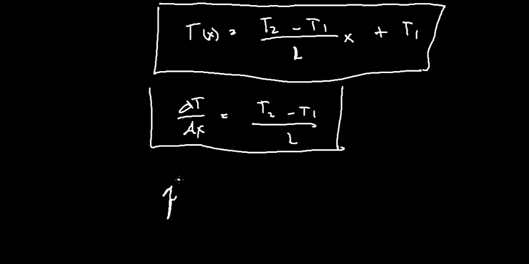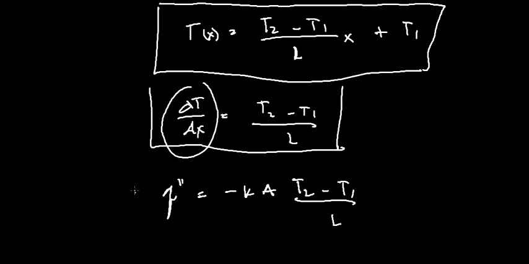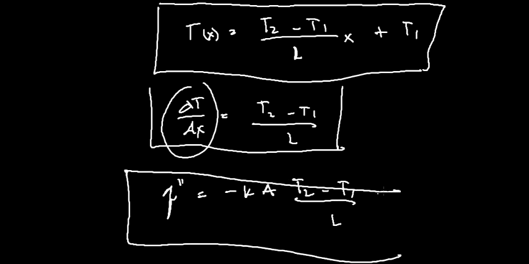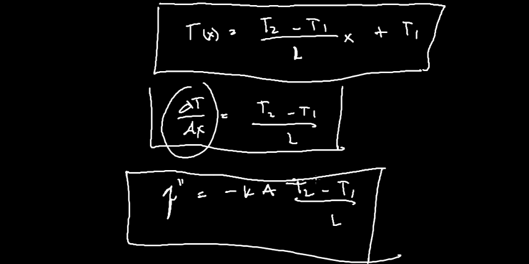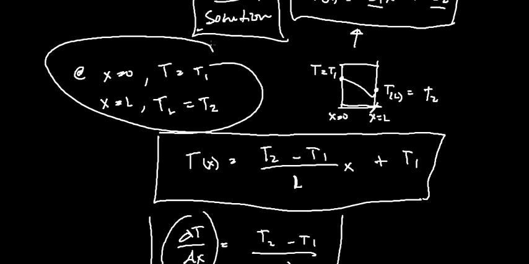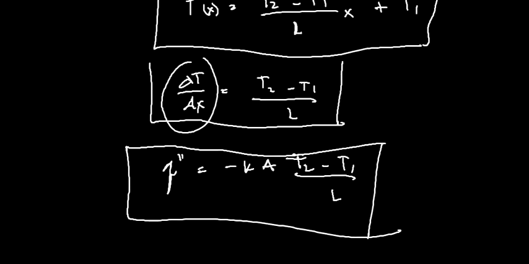So we have Q equal to negative k A dT/dx, which is T2 minus T1 all over L. Generally, this is now our particular solution for this specific condition. So that is for the plane wall with no heat generation.